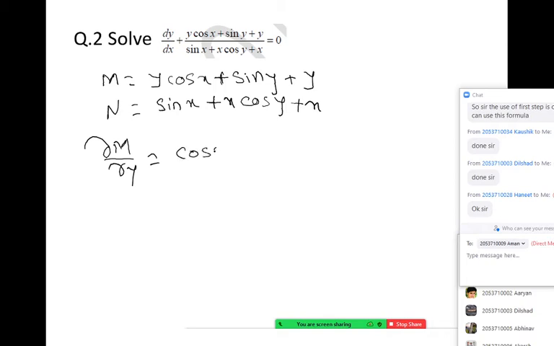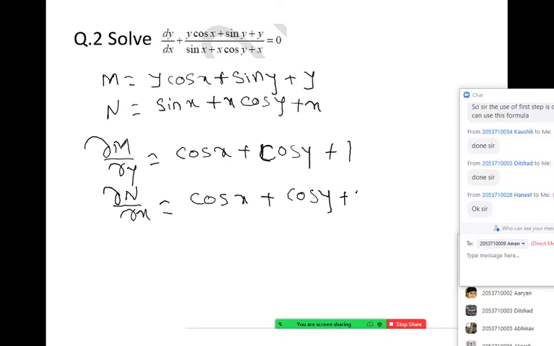Cos x plus 1, is it? No, there is cos y also there, correct. So it is cos x plus cos y plus 1. And dou n by dou x, derivative of sine y is cos x, cos y plus 1.